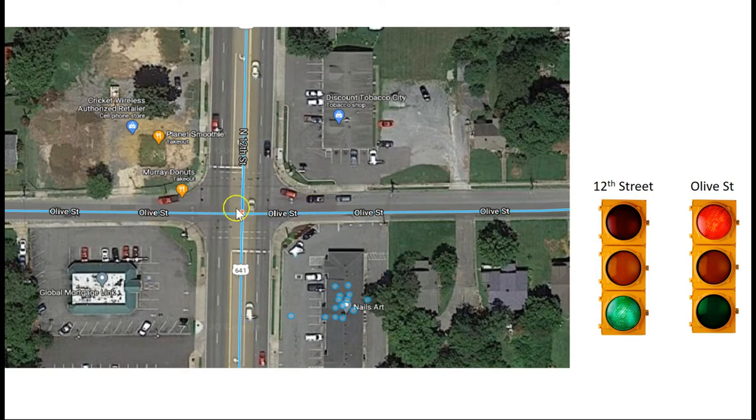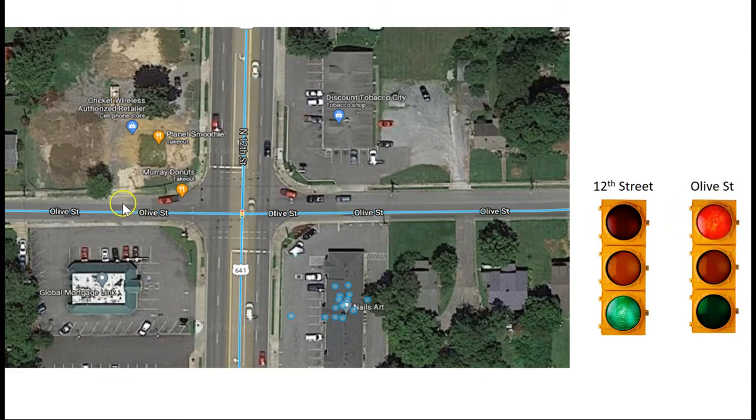At the intersection of Olive Street, there are sensors that sense cars. If a car stays there for 5 seconds, it will sequence the lights on 12th Street. So here's the thing to remember. On 12th Street, the light is green all the time. There are no timers associated with the green light. On Olive Street, which is the side street, the light is on red all the time. There are no timers associated with red.